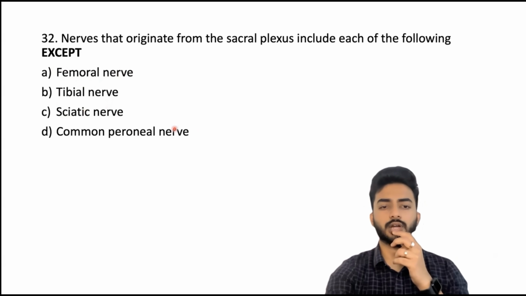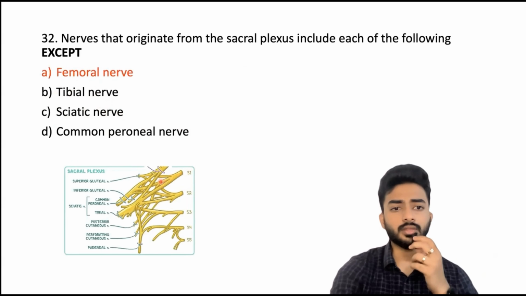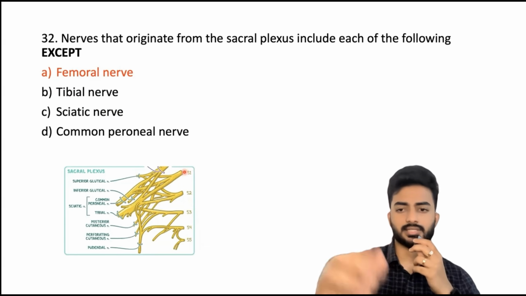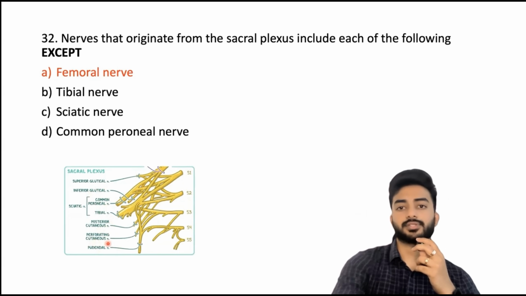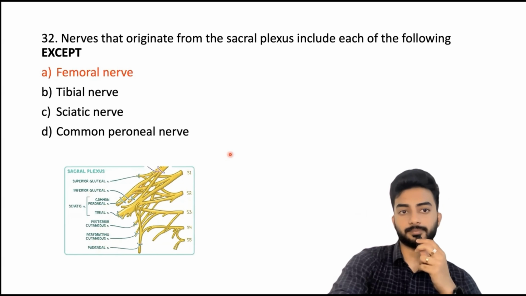Tibial nerve, sciatic nerve, common peroneal nerve are branches which come from the sacral plexus. So we will see the sacral plexus. So sacral plexus consists from S1 to S5, including sometimes L5 also. And the nerves that are arising are superior gluteal nerve, inferior gluteal nerve, sciatic, that includes tibial and common peroneal nerve, posterior cutaneous, pudendal, and perforating cutaneous nerves. So femoral nerve is not a component of sacral plexus.